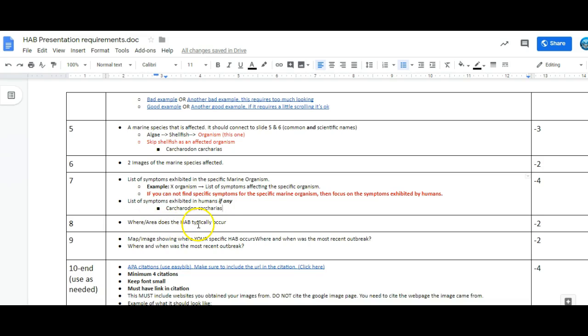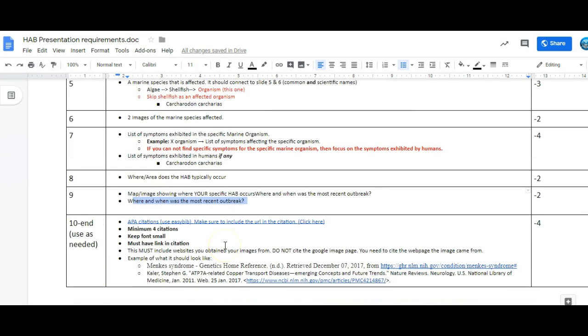What area does your HAB typically occur? So where in the world will you find this HAB? Most HABs, you can find them across the world. Some of them are very specific. You'll only find them in a very few places. This one here, I need a map showing where your HAB occurs, and then when the most recent outbreak was. I don't need your most recent outbreak on the map. I just need a map, and then just write on there somewhere the most recent outbreak was in 2017 in this location. But again, I just need to know the where and the when.